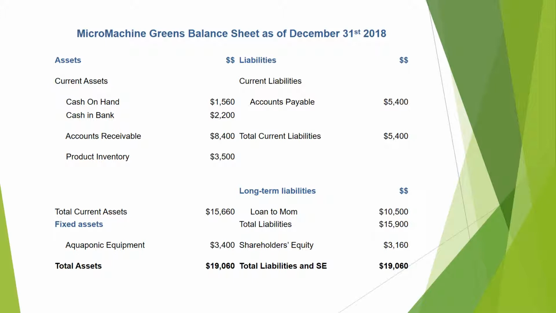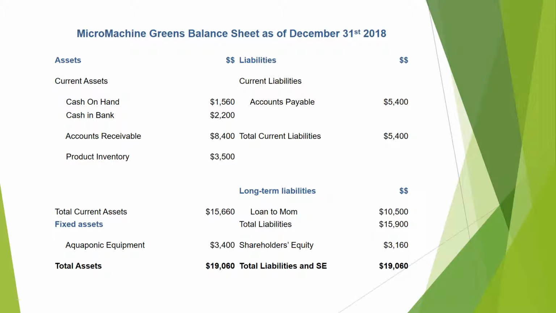All right. Then over on the right side, we've got our liabilities. Okay, so these are things that we owe. The opposite of accounts receivable is accounts payable. So this is the value of items that we owe to other people or businesses. Okay, so we put that under the current liabilities of $5,400.